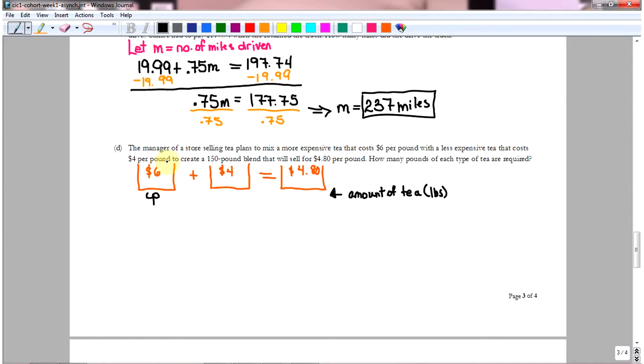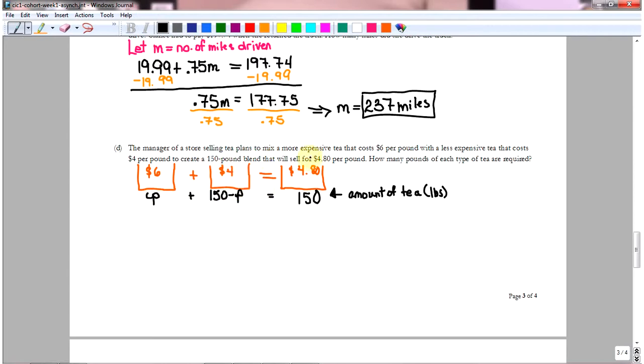Now in the problem, they tell us that we want to come up with a 150-pound blend. So I know I want to end up with 150 on the right side. If we have a total of 150 pounds, and p pounds are the $6 per pound tea, how much do we have left for the $4 per pound? Well, we're going to take that total of 150 and subtract p from it. So when I add these together, we do end up with the 150. All right, so now we have a variable representing the number of pounds of each type of tea.